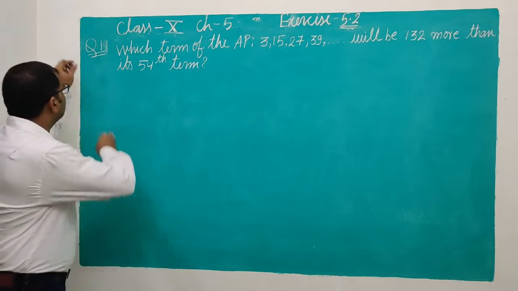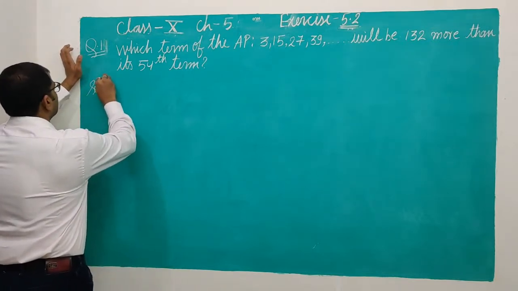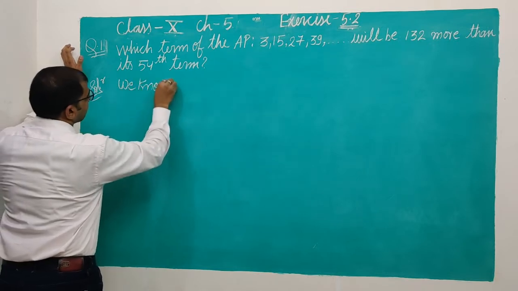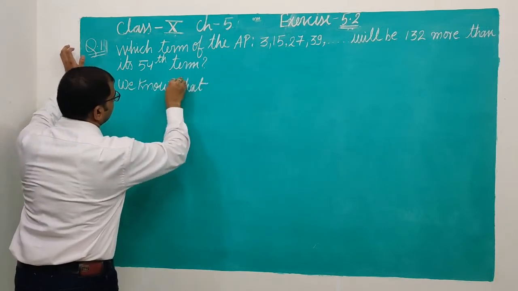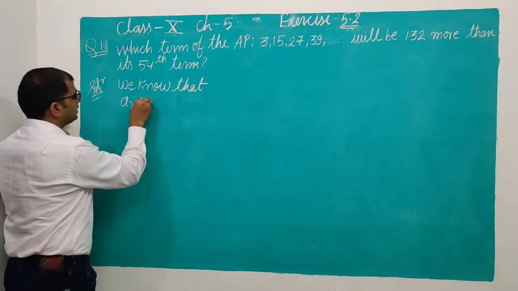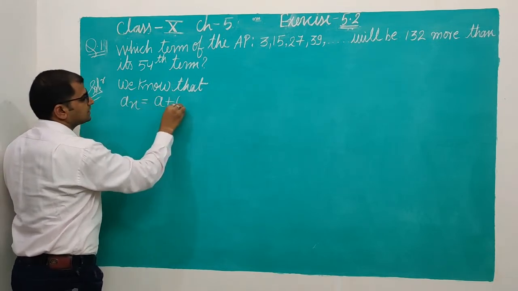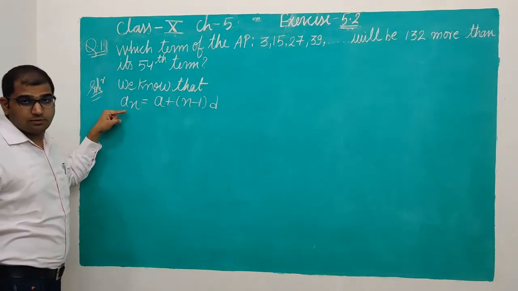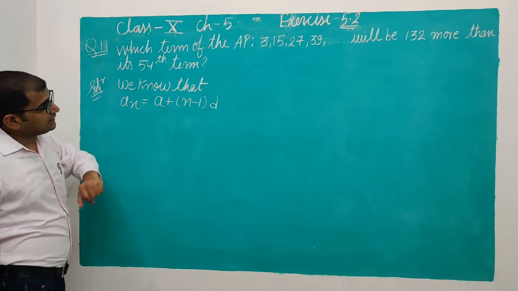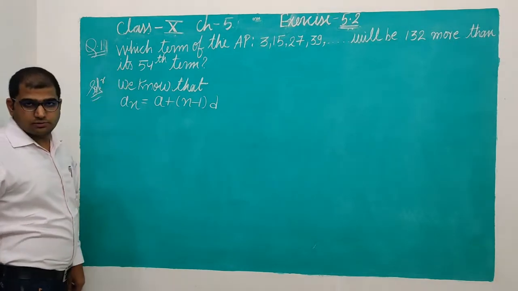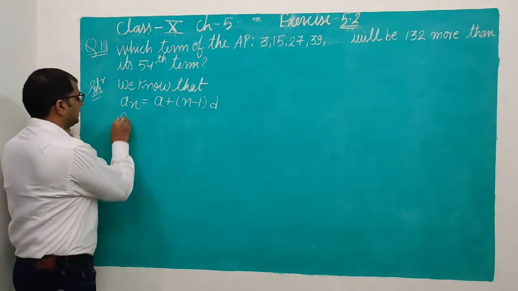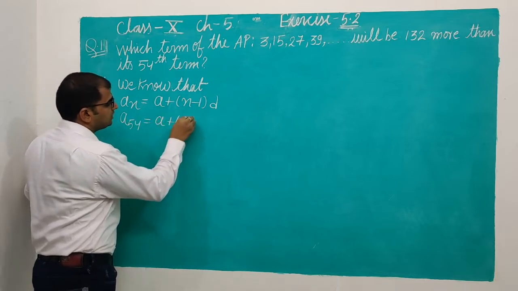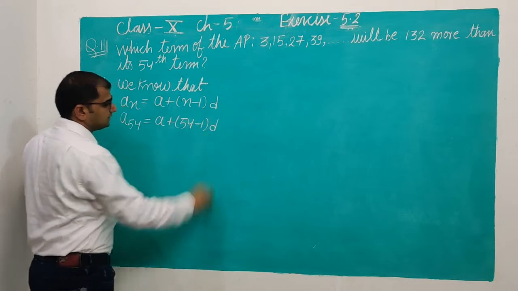ओके, सो अकॉर्डिंग टू द गिवन सिचुएशन, फर्स्टली वी फाइंड आउट, वी नो दैट the nth term formula: an equals to a plus n minus 1 multiplied by d. कौन सा फॉर्मूला आपके पास? n टर्म का फॉर्मूला. सबसे पहले अपन फाइंड आउट कर लेते हैं, दैट इज 54 टर्म. कौन सी टर्म फाइंड आउट कर लें? 54. दैट इज a54 इज इक्वल्स टू a plus 54 minus 1 into d.